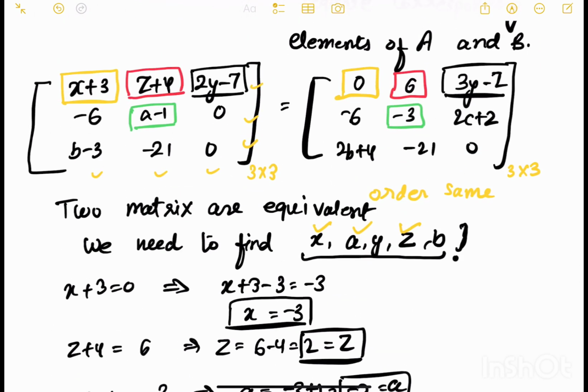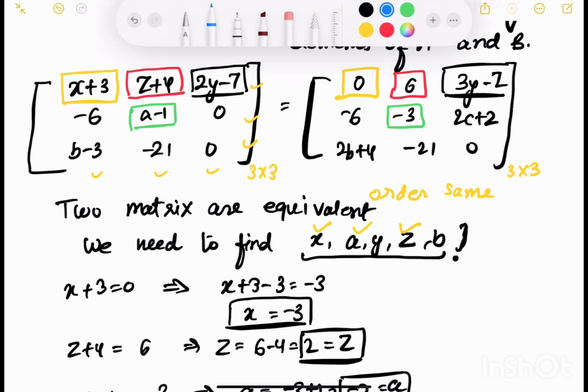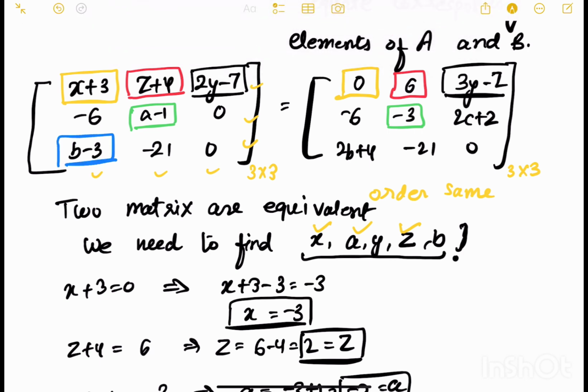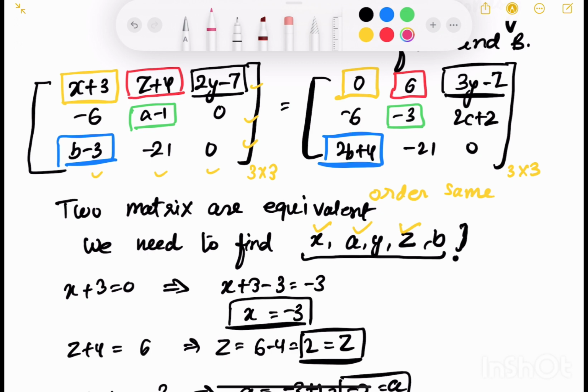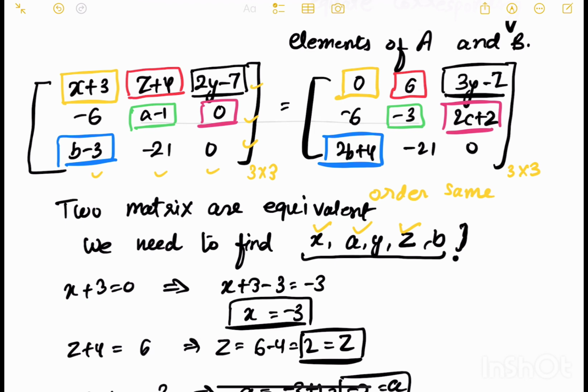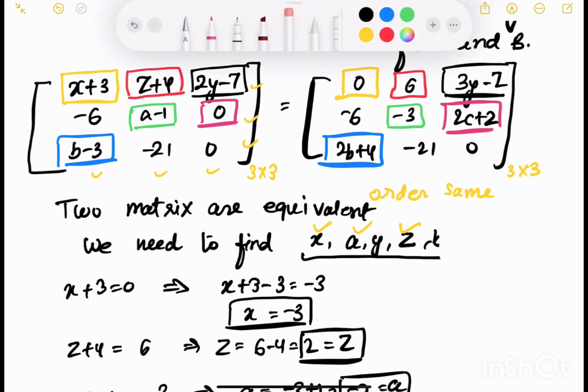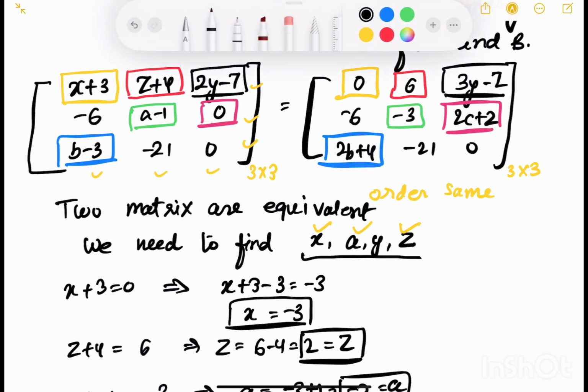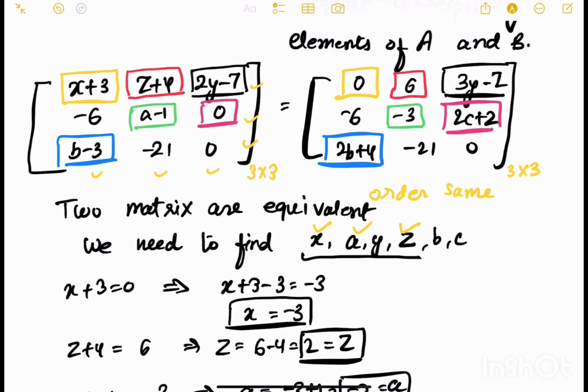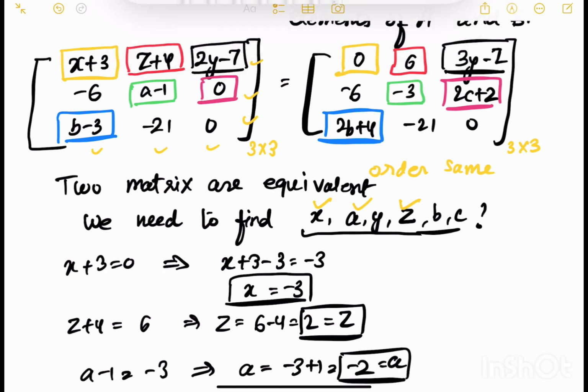Now just focus on this. b minus 3 must be equal to 2b plus 4. And we also have another expression out here: 2c plus 2 must be equal to 0. So let us add this to our list. I had just missed this out. So b and c, we were finding these values. Let's focus on finding b.